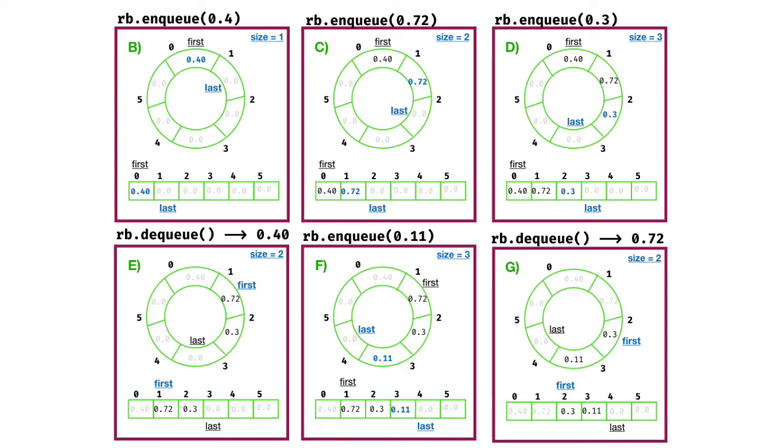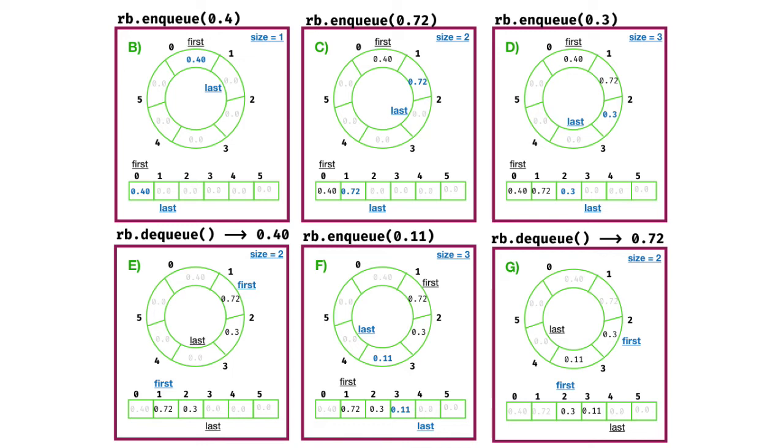We change the next value that last was in front of. We increment last by 1 and re-increment size by 1. And by now, you're getting tired of me explaining the obvious, but we'll do one last one, which is dequeue. Dequeue here returns 0.72, which is what was in cell 1, what first was in front of. First is incremented by 1, and size is decremented by 1 as well.